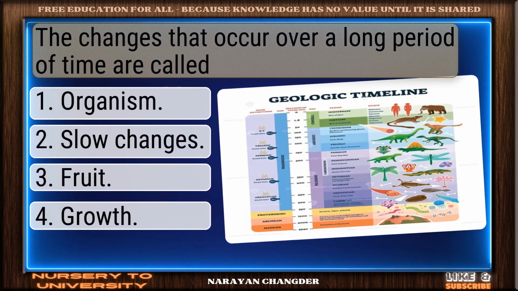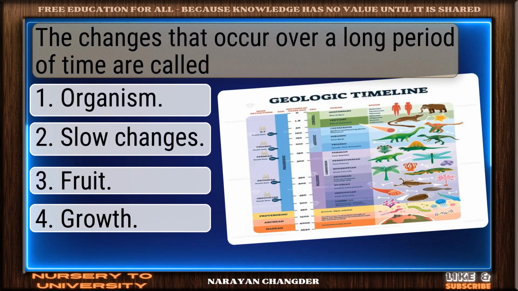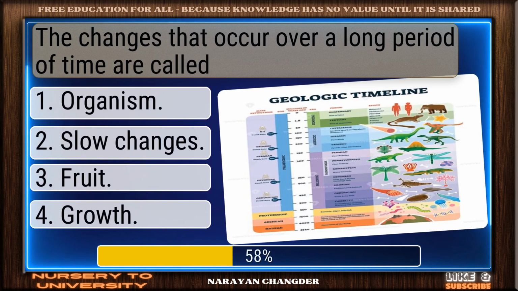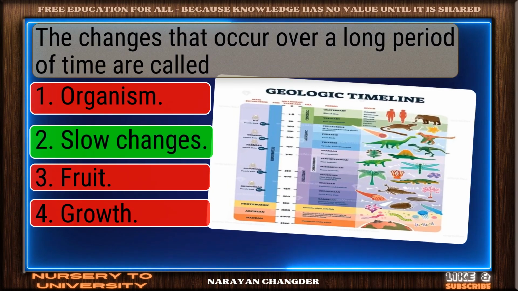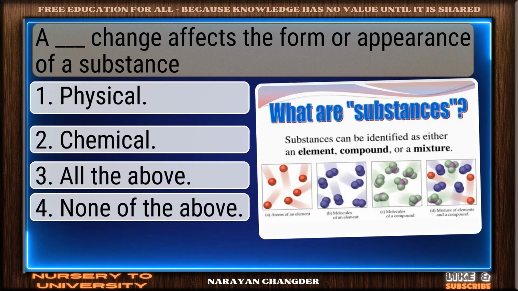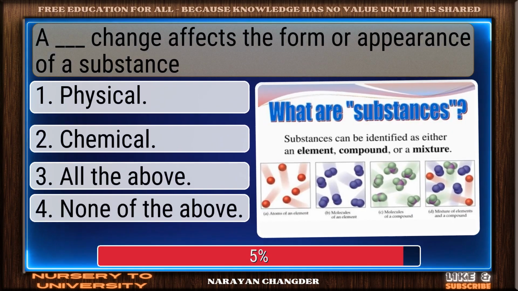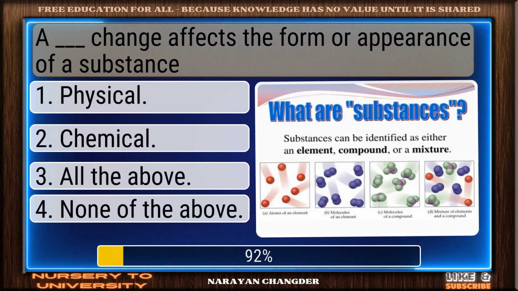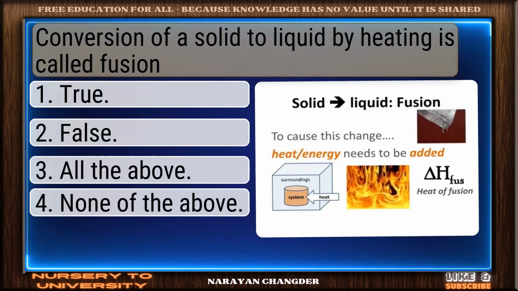The changes that occur over a long period of time are called. Correct response. Slow changes is the most accurate answer. A dash change affects the form or appearance of a substance. Solid response. Physical is a valid choice.